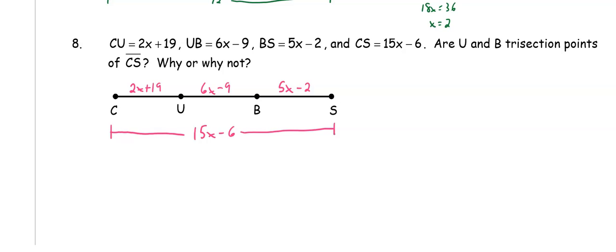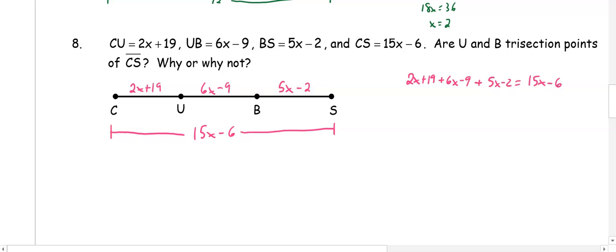So for now, we're going to start by using segment addition. When we use segment addition, we need to add all of our pieces up. So 2x plus 19 plus 6x minus 9 plus 5x minus 2 is equal to 15x minus 6. So when we combine our x's, 2, 6, and 5 gets us 13x, and we combine our constants, 19 minus 9 minus 2 gets us plus 8, is equal to 15x minus 6. So we can subtract the x's to one side and add the 6 to the other. So we have 14 is equal to 2x. And we divide, x is 7.